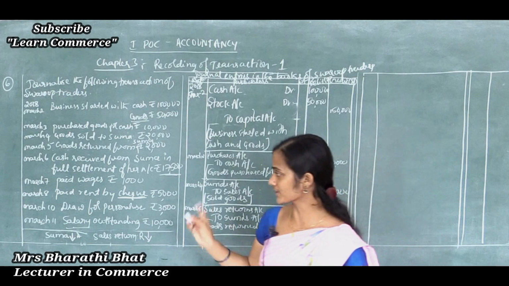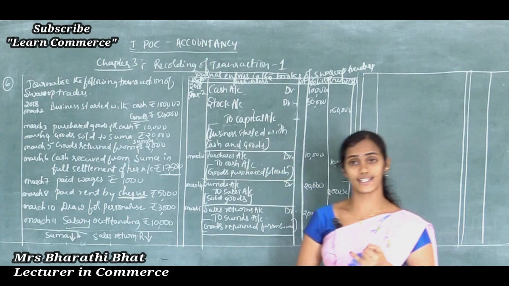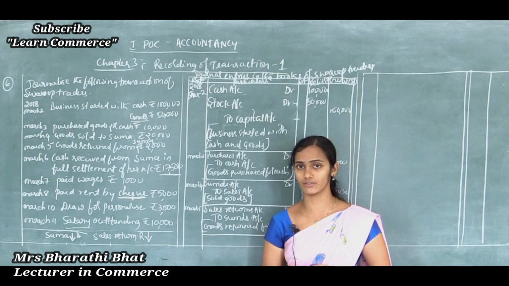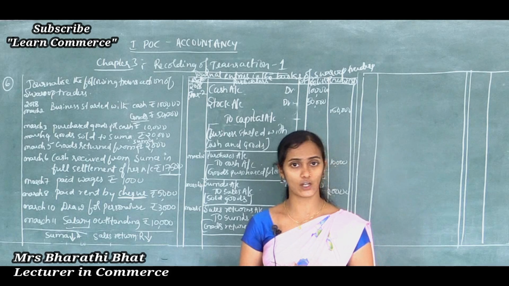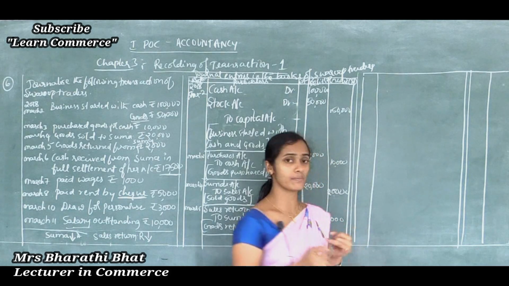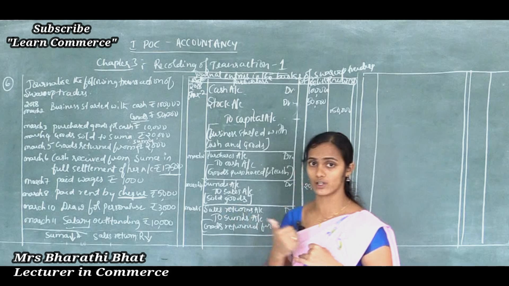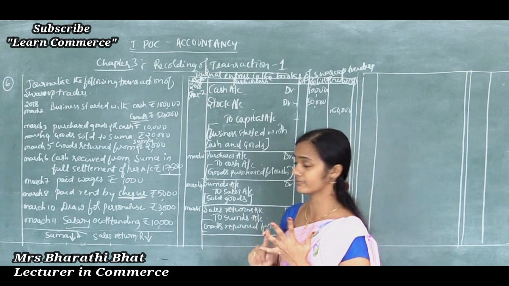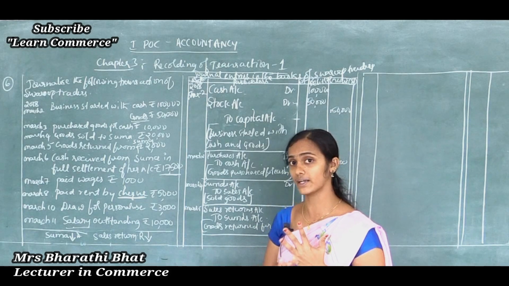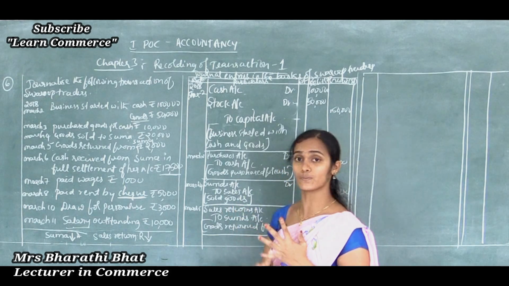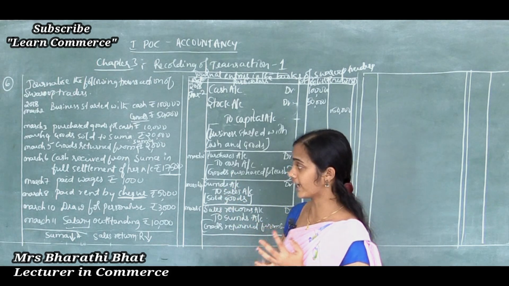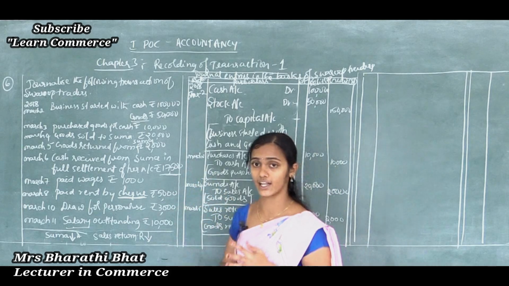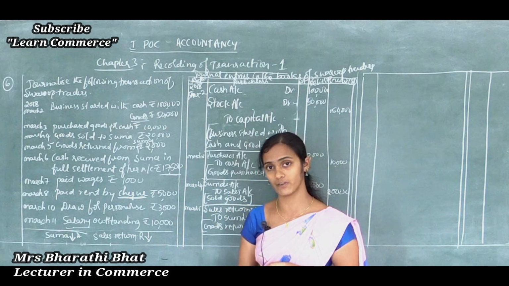The next transaction is cash received from Suma in full settlement of her account, rupees 17,500. See, 20,000 minus 2,000 is 18,000. Actually, Swaroop Traders was waiting to receive 18,000 from the customer, from Suma, but now the business organization closes Suma's account just by receiving 17,500 rupees.